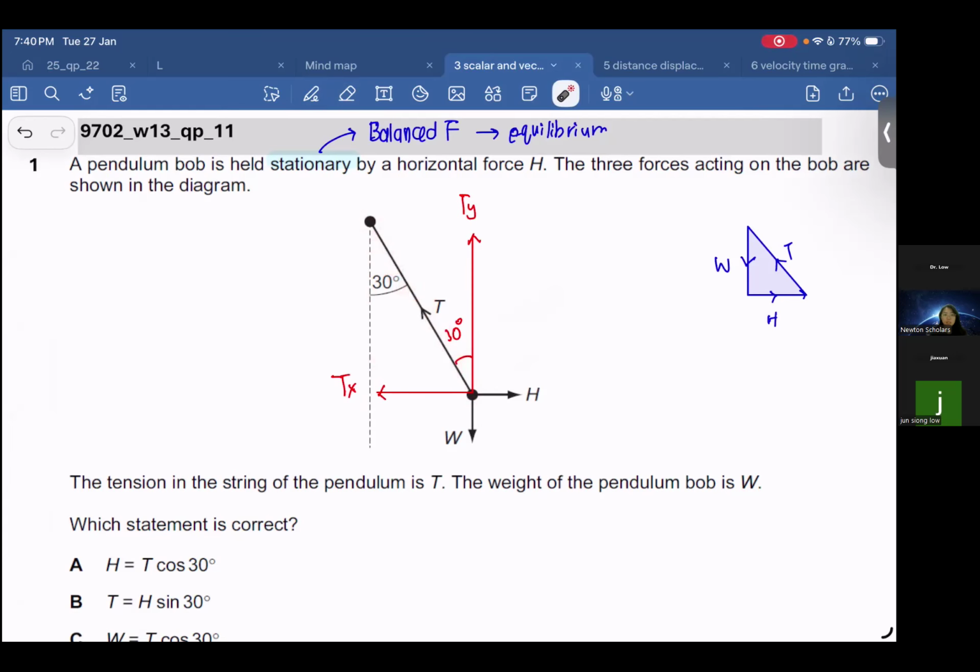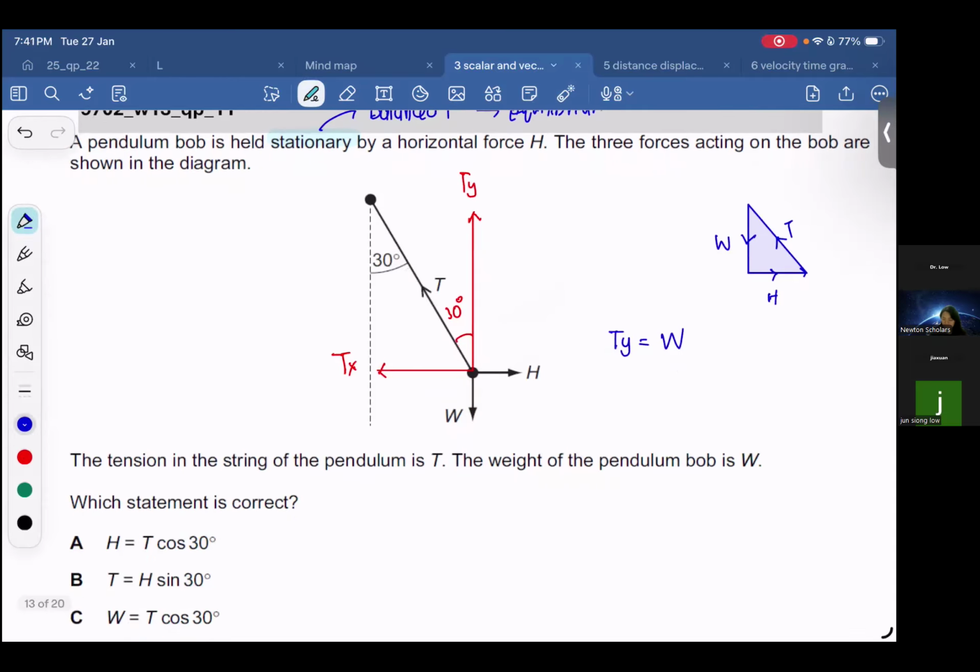Okay, so because it's stationary, meaning that it is balanced, the upward force should be equal to the downward force. So here, Ty should be equal to W. Then Tx should be equal to H. The horizontal component, in the opposite direction, Tx should be equal to H.